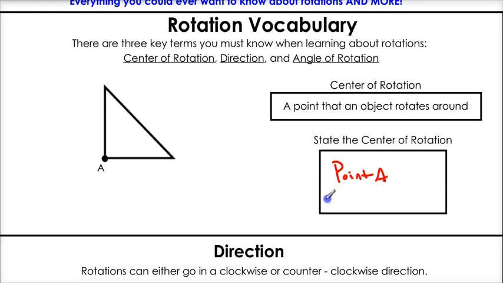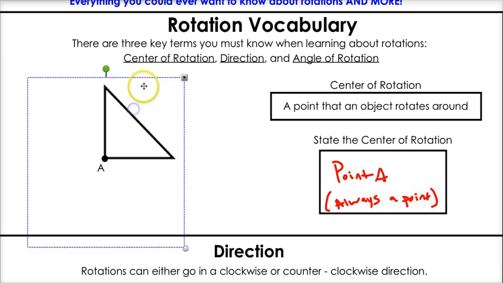And just so you know, the center of rotation is always a point. It's always going to be a point that you rotate around. So that's the point we rotate around, our center of rotation. That's the first thing about rotation you need to know.